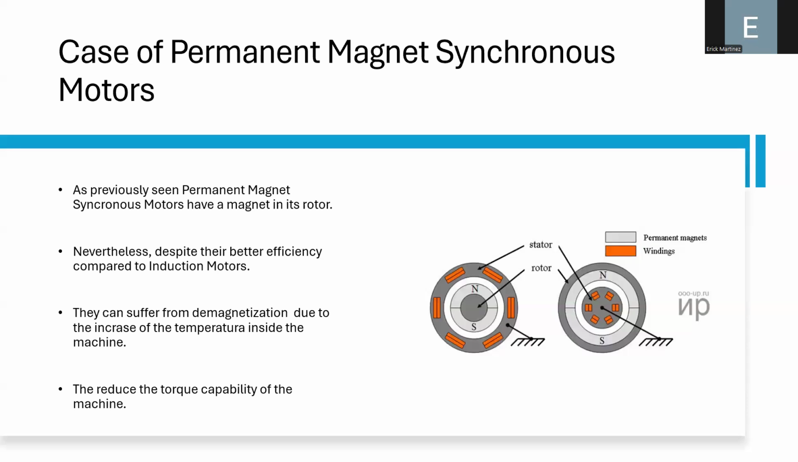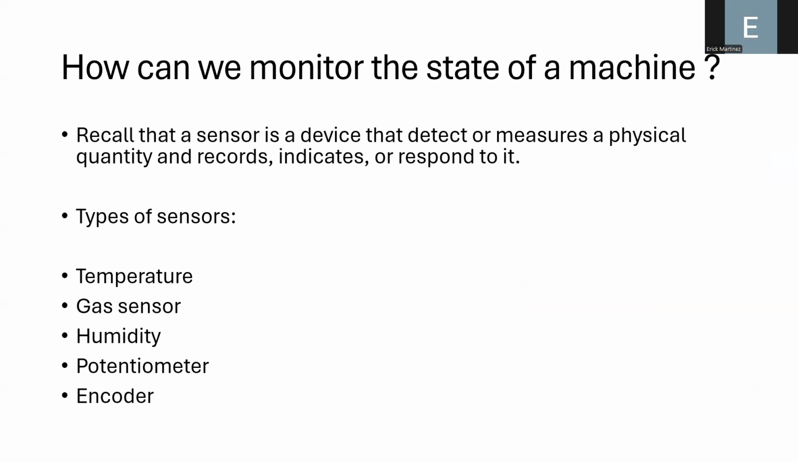Also, as I was discussing previously, you can produce demagnetization. Maybe you are demanding too much power from the motor, and that power is producing a lot of heat inside the machine. For example, for a permanent magnet synchronous motor, the main source of heat is the windings of the motor. They dissipate a lot of heat, and that heat can increase the temperature of the permanent magnets and produce demagnetization, and this reduces the torque capability of the machine. That is why we are interested in knowing the state of the motor.